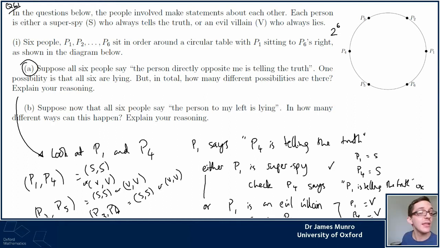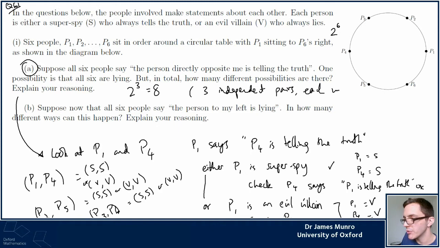Yes, so there's this thing about independent choices here. Each pair could be one of these possibilities. And when you have independent possibilities, you multiply them together. People voting in the poll have agreed on 2 to the power of 3, which is 8. That's right: 3 independent pairs, each with 2 possibilities.